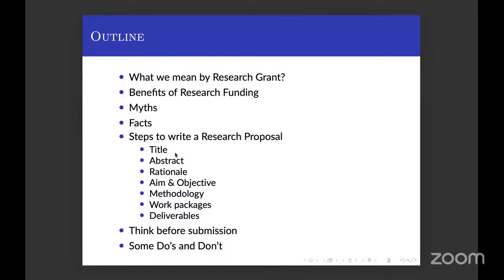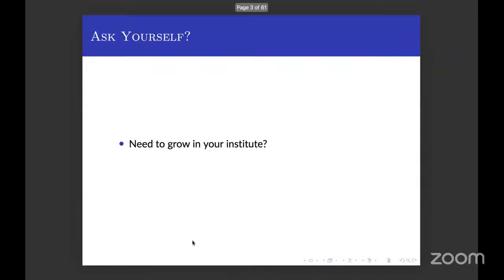So I'll start with the title. I'll give some basic examples of the title. Even I'll give a basic example of an abstract. Then these are the important parameters in a research proposal, where we should have rationale, aim and objectives, methodology, work packages, and deliverables. Then before submitting, what we should do, some do's and don'ts, everything we'll be discussing in today's session. Now, coming to the starting, this is a motivating word.